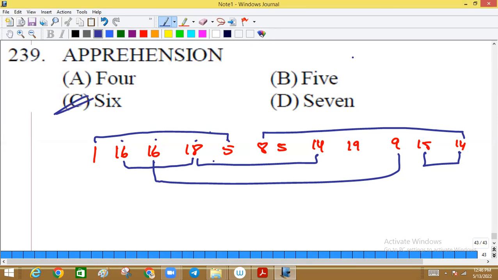Got it? How are we doing it? See here. Apprehension. A, P, P, R, E, H, E, N, S, I, O, N. Naturally, between A and E, how many will be there? B, C, D. What is the logic here? What are we doing? You select any pair of letters, same gap as in the English alphabet. Total 6 are there.